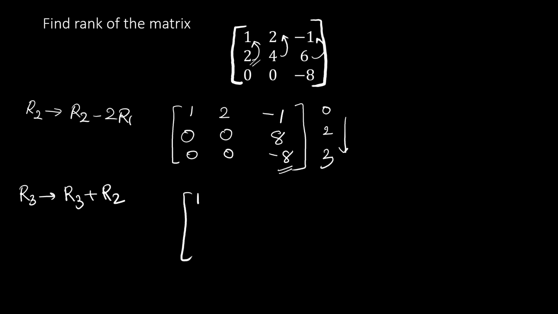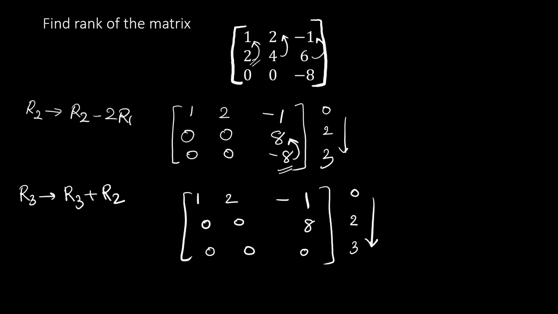This is 1, 2, minus 1, 0, 0, 8, and in the last row, this becomes minus 8 plus 8, which is 0. Now here the starting zero count is 0, it is 2, it is 3. Now we got the echelon form. And in the echelon form, we will find the rank as the number of non-zero rows. Here there are 2 non-zero rows. Therefore, rank is equal to 2.